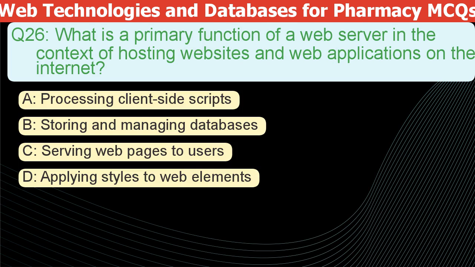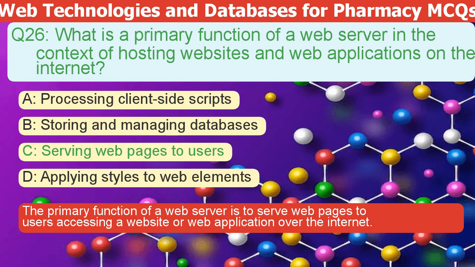What is the primary function of a web server when hosting websites and web applications online? A. Processing client-side scripts. B. Storing and managing databases. C. Serving web pages to users. D. Applying styles to web elements. The correct answer is C. The primary function of a web server is to serve web pages to users accessing a website or web application over the Internet.